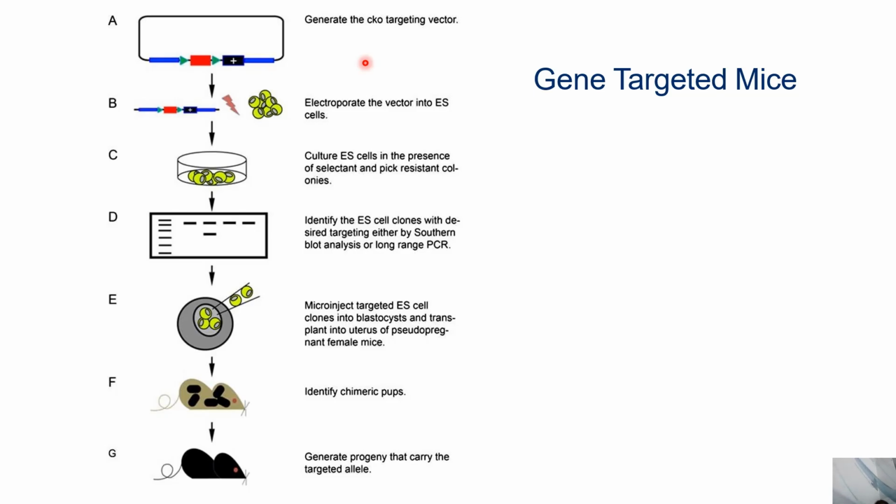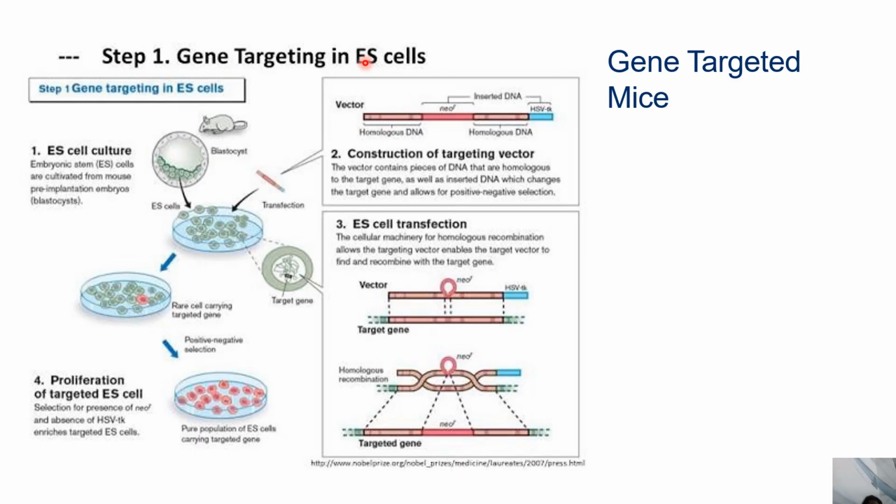Microinject targeted ES cell clones into blastocysts and transplant them into the uterus of pseudopregnant female mice. Basically, they can identify chimeric pups and generate progeny that can carry the targeted allele. In gene targeting, the embryonic stem cells are cultivated from mouse pre-implantation embryo blastocysts. In the construction of the targeting vector, the vector contains pieces of DNA that are homologous to the target gene, as well as inserted DNA which changes the target gene and allows for positive-negative selection.